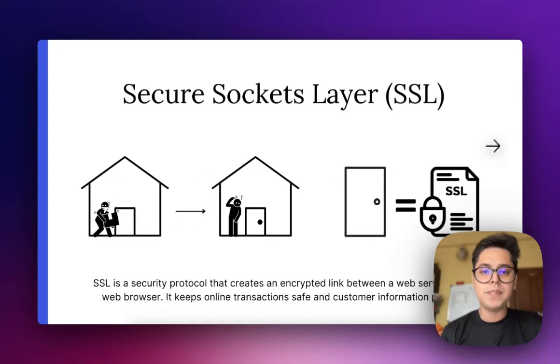The next point that I'd like to explain is secure socket layers, or SSL. If you visit a website, you see that there's a green padlock next to every domain name, every URL that you enter. And if the padlock isn't there, it's red in color and you can't access the website, you get an SSL error. What an SSL does is create an encrypted link between a web server and a browser. It keeps online transactions and customer information private.